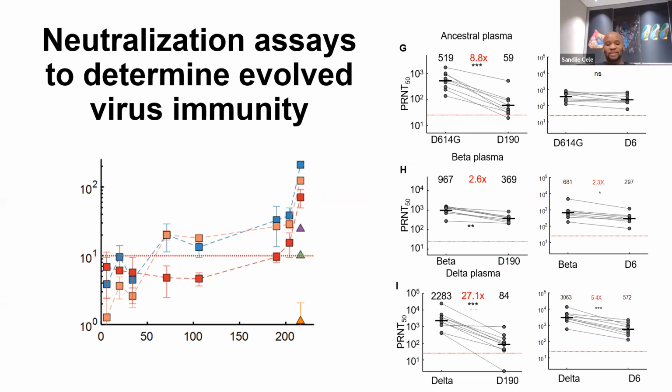We were able to isolate all these viruses that were collected on different days and ran neutralization assays to determine what these changes meant. So we tested the most evolved virus, collected after 190 days, against plasma collected from different infection waves, which is ancestral or original, beta and delta plasma. The most evolved virus, D190, had gained the advantage of escaping neutralization by different plasmas, meaning that changes on the virus had allowed it to be more infectious and escape neutralization.